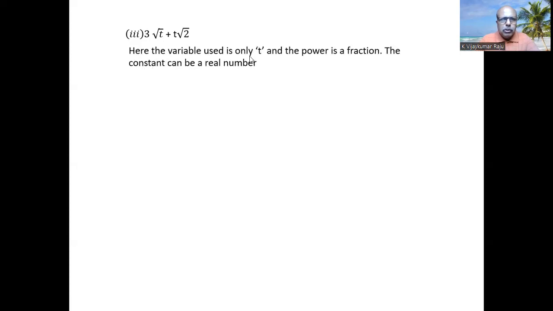Okay. Now let us take the third one. Here t is a variable, but this t is inside the root. Square root means t raised to 1 by 2, that means the power of the variable is a fraction. So here the variable used is t and the power is a fraction. This constant can be a real number, but the variable cannot have a fraction as its power. Therefore, it is not a polynomial.